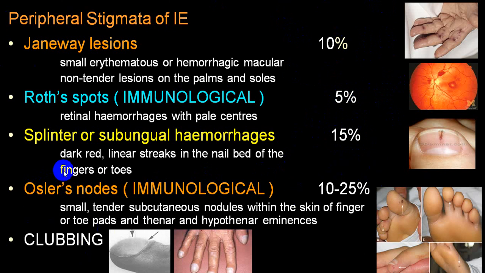These are the common peripheral stigmata, of which Roth spot and Osler's nodes are immunological findings. Roth spot you can detect by fundoscopic examination, while Janeway's, splinter hemorrhage, clubbing, and Osler's nodes you can detect by clinical examination. These are what we call Osler's. These are splinter hemorrhages, Roth spot. These are Janeway's nodes.